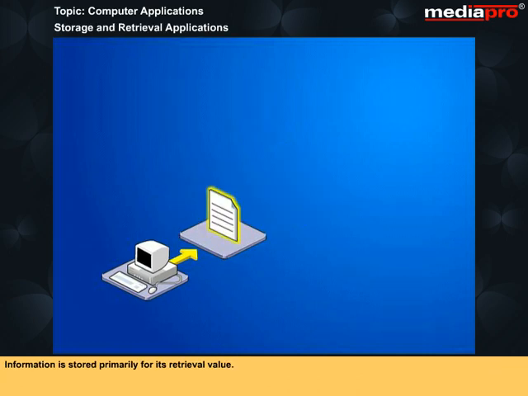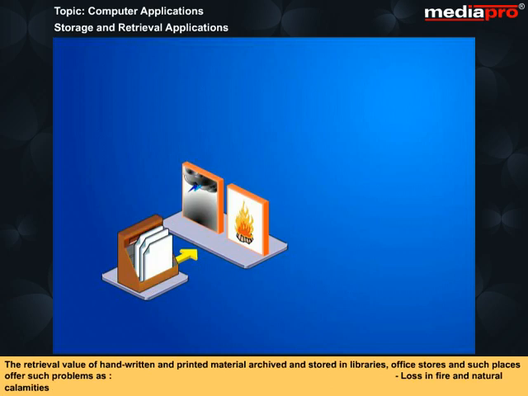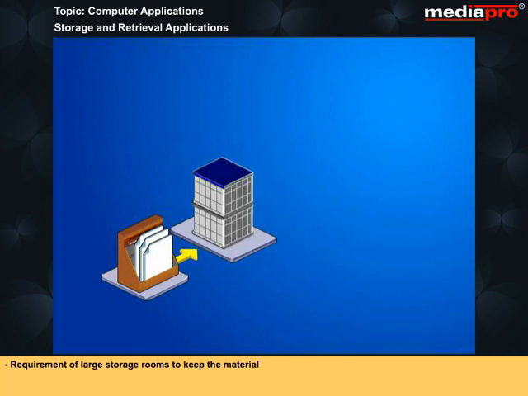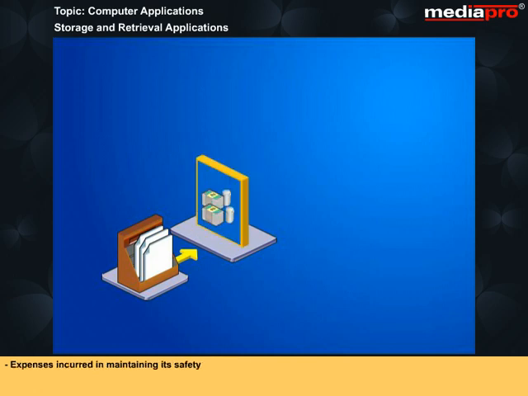Information is stored primarily for its retrieval value. We record and maintain facts only because we may wish to revert to it later. The retrieval value of handwritten and printed material archived and stored in libraries, office stores, and such places offer such problems as loss in fire and natural calamities, illegibility of ink over time, requirement of large storage rooms to keep the material, expenses incurred in maintaining its safety.